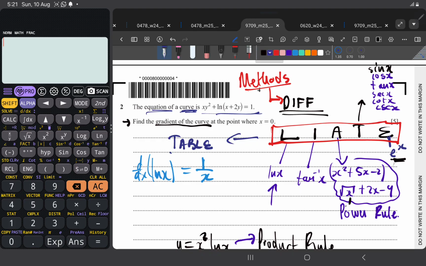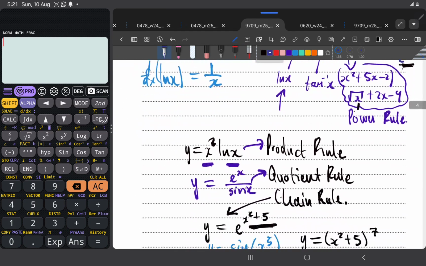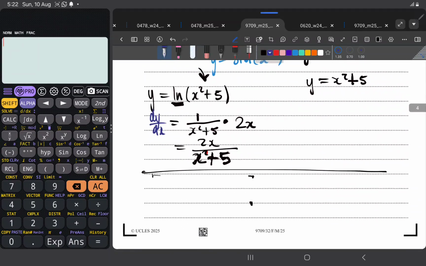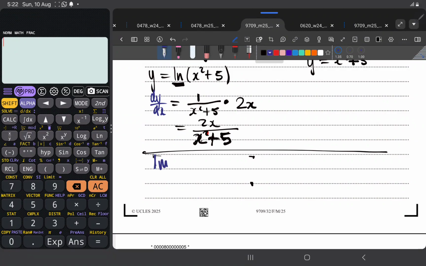After knowing this table, if I know this table of common derivatives, what do I now need to know? Product rule, quotient rule, and chain rule, right? What about if I now know them? Then you now need to know differentiation of implicit equations, and you got to know differentiation of parametric equations.